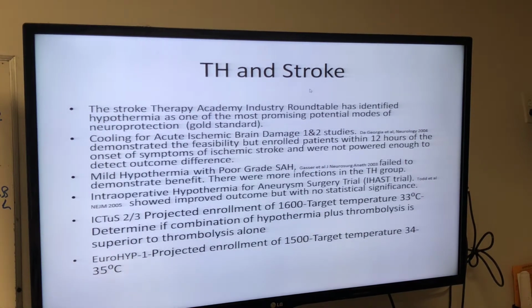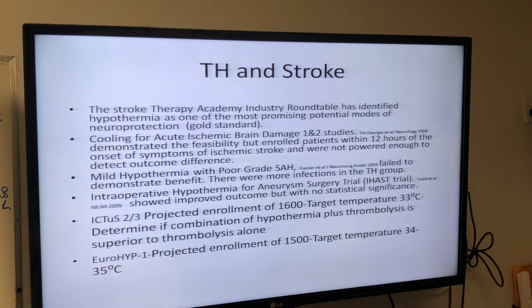Therapeutic hypothermia and stroke. The Stroke Therapy Academic Industry Roundtable in 2006 called therapeutic hypothermia among the most promising potential modes of neuroprotection. They call it the gold standard. And when I came here, the neurologist asked me, "Are you gonna buy the helmet?" I said, "What helmet?" He said, "There's a helmet we put on the patient with a stroke."